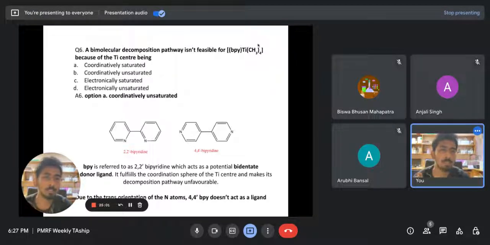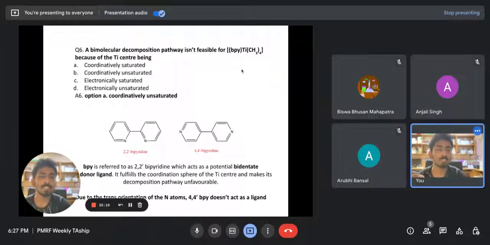So methyl groups are actually 2-electron donors. We have 4 methyl groups, so 4 into 2 is 8. Now bipyridine is a 4-electron donor; we have shown its 2 nitrogen atoms, so 2 plus 2 is 4. So 4 plus these 8 is 12 electrons.